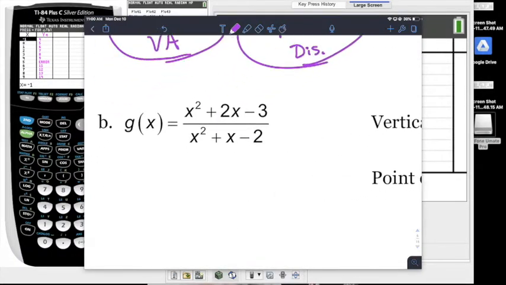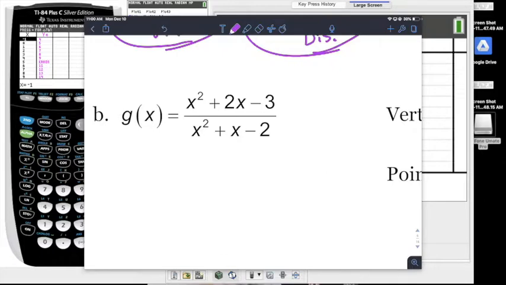Now, a lot of the time you're going to get these where they're not factored, and we have to factor them ourselves. So for this numerator, we need something that multiplies to x squared in the front, x and x, and then something that multiplies to negative 3 in the back but adds up to 2. So we'll go x plus 3 and x minus 1. And then in the denominator, same idea, two binomials. We'll go x plus 2 and x minus 1.